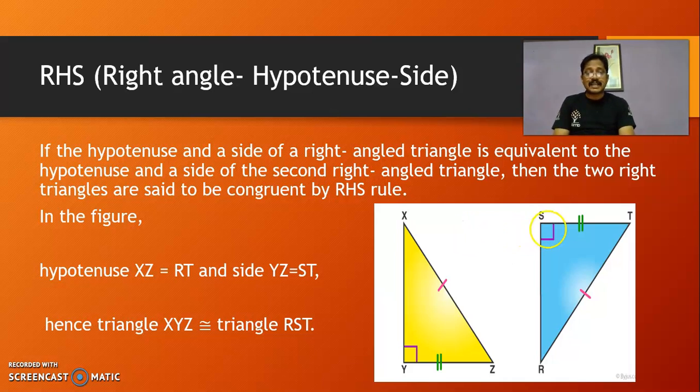Here the hypotenuse XZ is equal to the hypotenuse of the other triangle, RT. And of course the side YZ equals ST. Now, the right angle is always equal. So triangle XYZ is congruent to triangle RST. Clear? This is called the right angle, hypotenuse and side, RHS axiom. This is exclusively for right triangles.